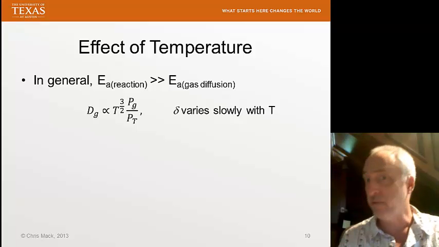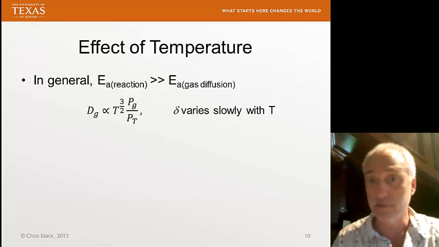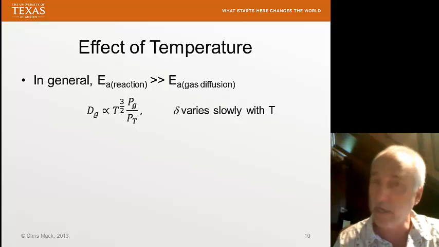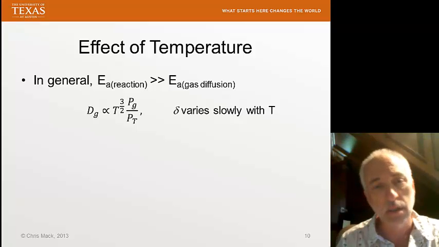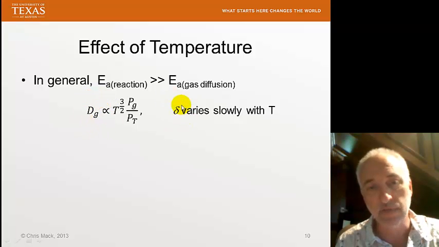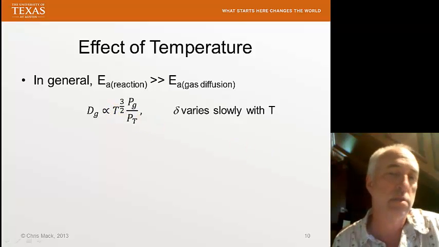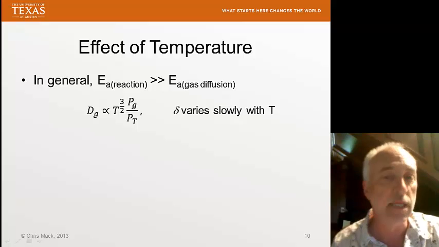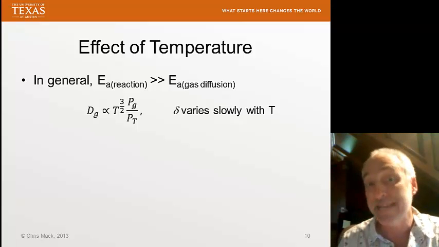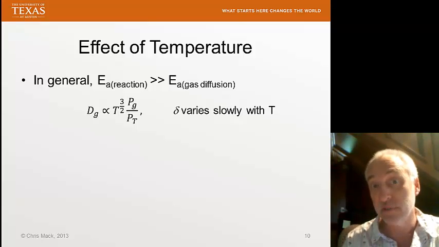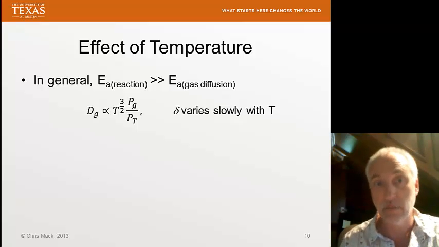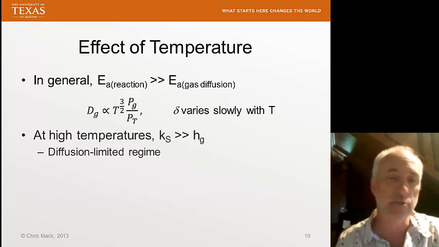The boundary layer thickness delta also varies with temperature, but quite slowly. The result, the mass transport coefficient, recall, is the diffusivity divided by the boundary layer thickness. That thing varies slowly with temperature. Goes as T to the 3/2 power or something like that. Whereas the reaction at the surface varies exponentially with temperature, with a fairly large activation energy.